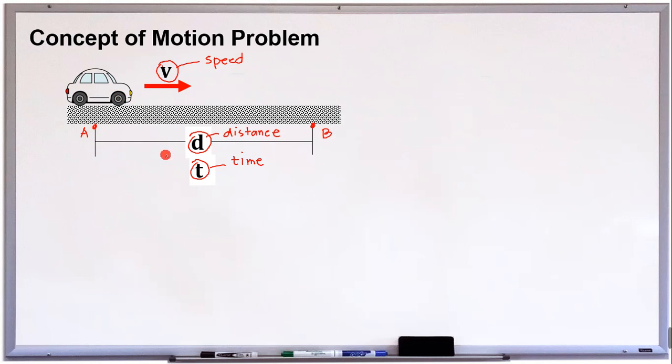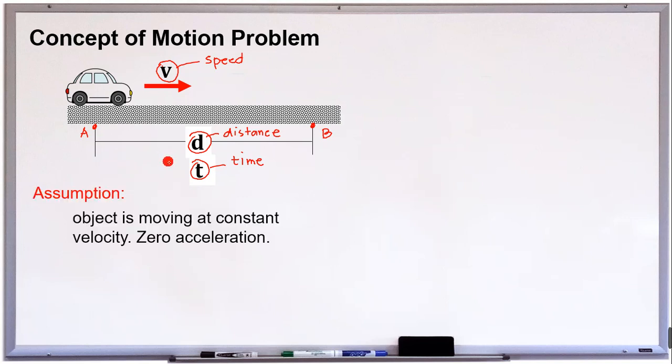Now, for our motion problem, we're going to assume that the object here, which is our car, is moving at a uniform rate, or at a constant velocity or speed. If it moves at a constant velocity, therefore we don't have any acceleration. Acceleration means the rate of change of your speed or velocity at a particular time.